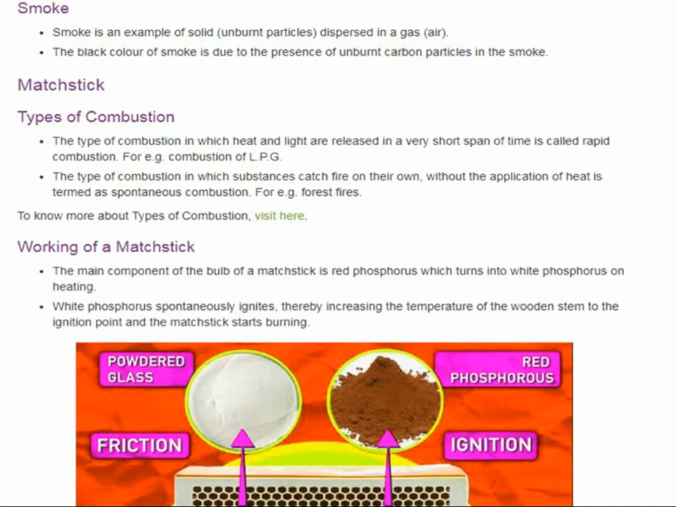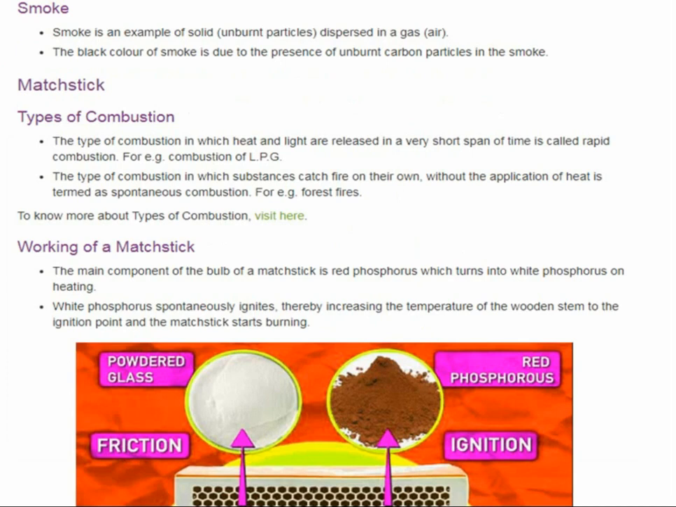So now we are going to talk about smoke. Smoke is an example of solid unburned carbon particles dispersed in the air. So all these unburned carbon particles we see are in the form of smoke. The black color of smoke is due to the presence of unburned carbon particles in the smoke.